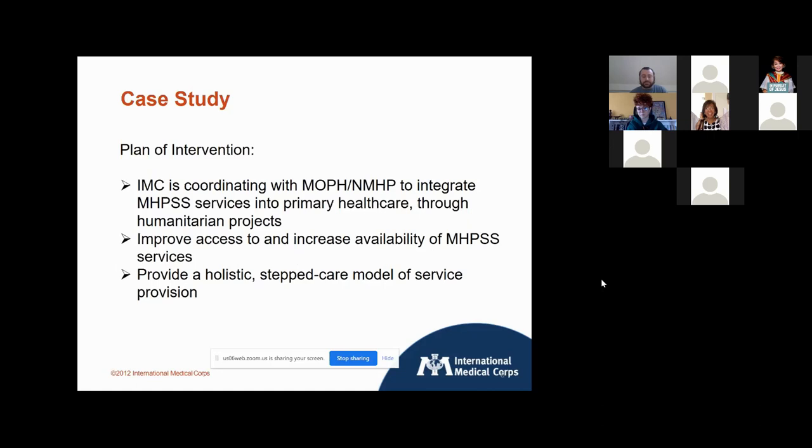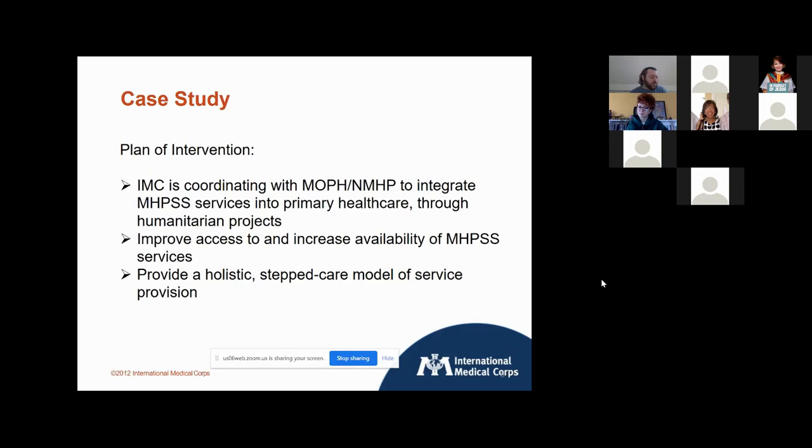We believe the integration is very important, and primary healthcare facilities are a fantastic entry point to MHPSS services for people who may know that they need MHPSS services. They know they can access those services confidentially within primary healthcare facilities, but also for people who may not be aware that they have mental health needs, for example, which does happen sometimes, that they can be identified by healthcare facility staff and appropriate referrals made.